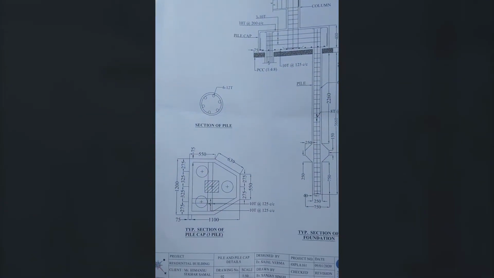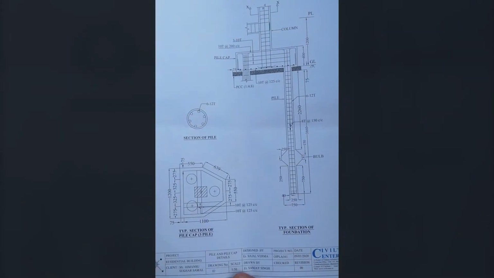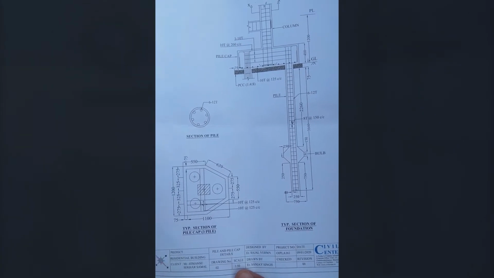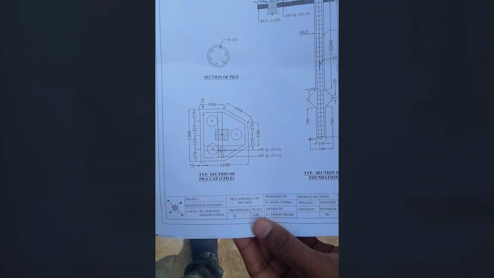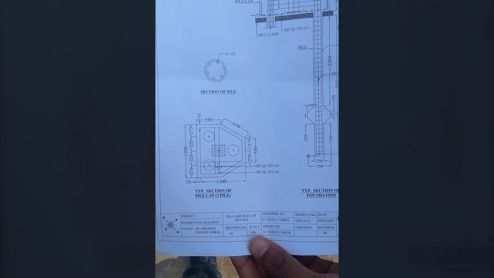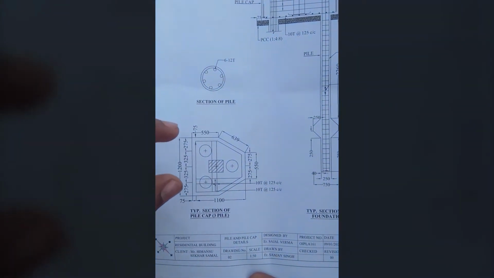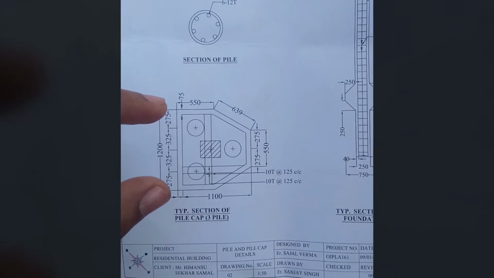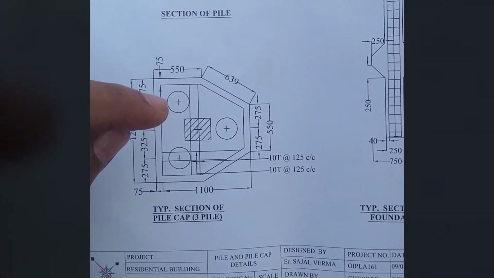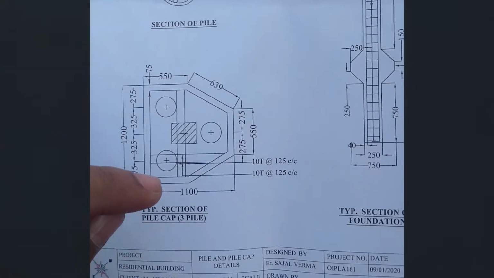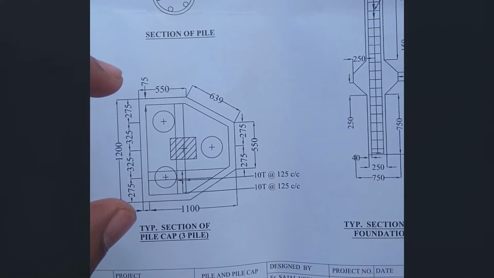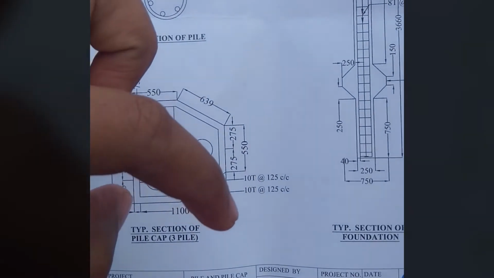Now let us have a look at the next drawing, which is the pile and pile cap details. In the previous drawing we had noted the distance between all these pile caps from center to center. Now in this pile and pile cap details, we can get the details of a pile. As I had told you, all the piles were 3 pile. That is, there are 1, 2 and 3 numbers of pile, and the dimensions are given here, 1200 and 1100.